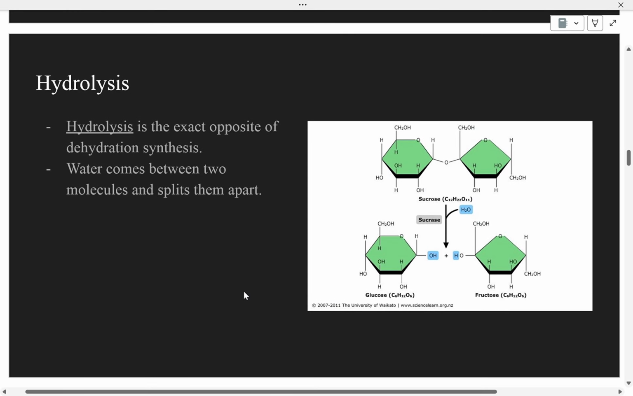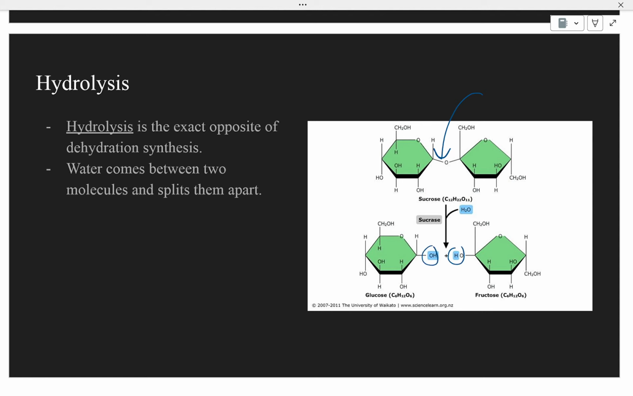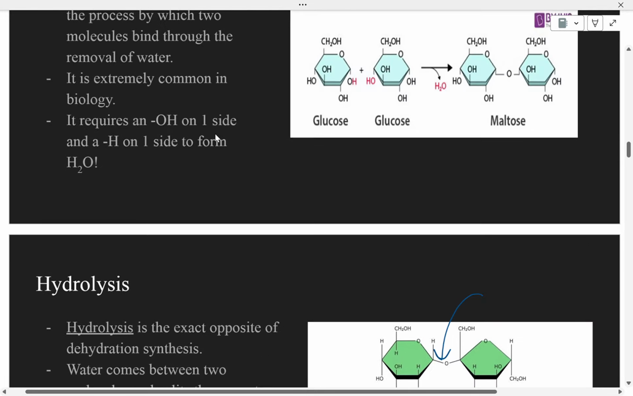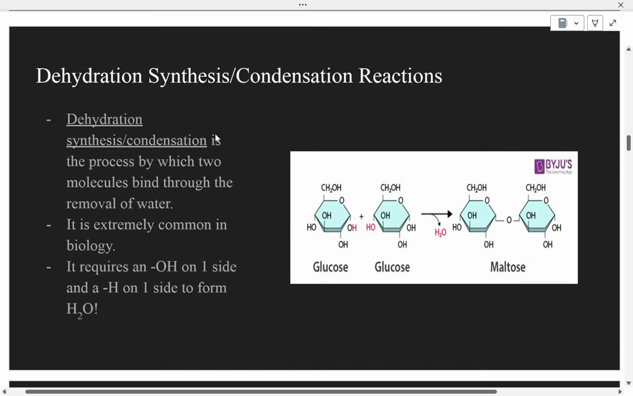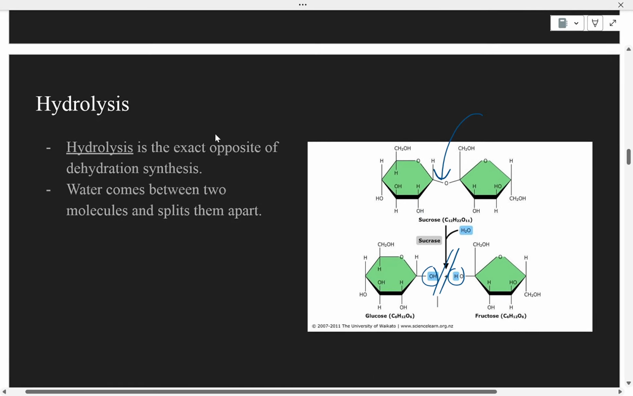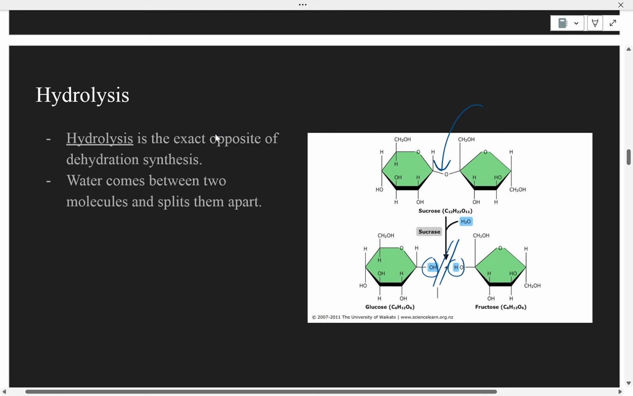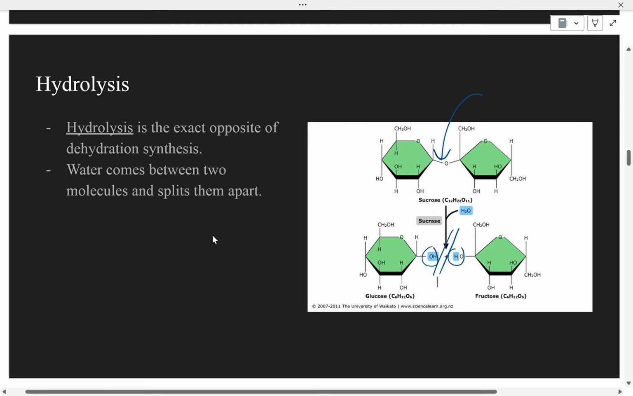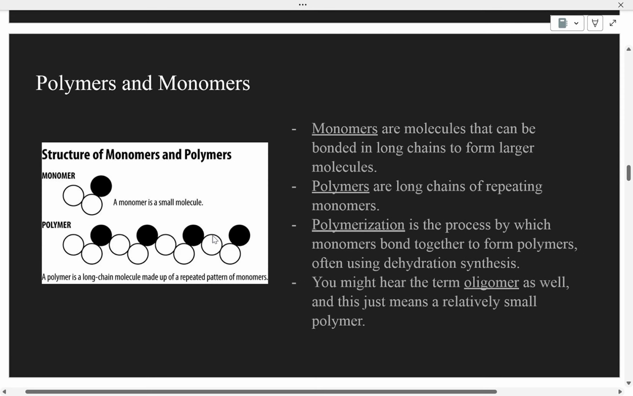Okay, so hydrolysis, this is the exact opposite of what we just talked about. So what happens here is that H2O will come between the two molecules where they're bonded, and it'll separate itself out into an OH and an H, which will break the bond between the two molecules. So as you can imagine, these two reactions will happen continuously pretty much in every type of molecule that we'll look at. So let's keep going.